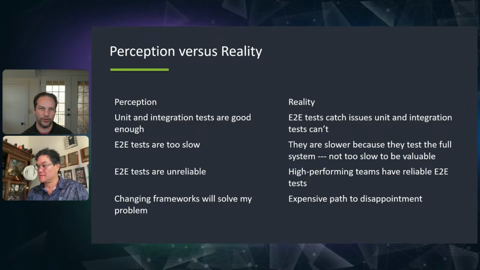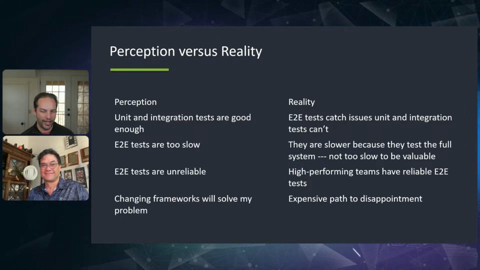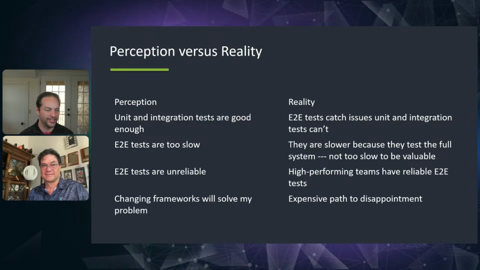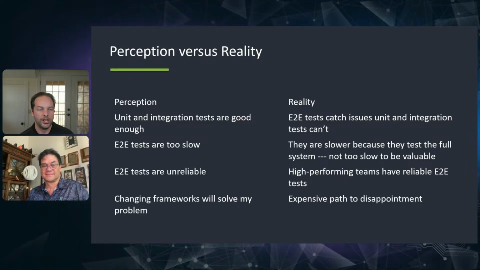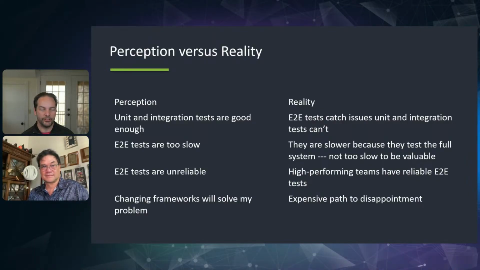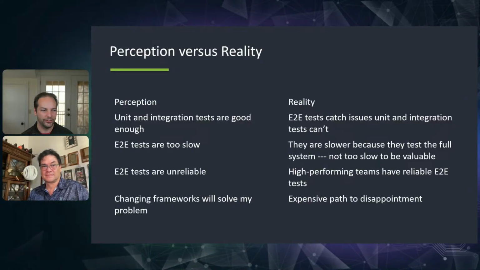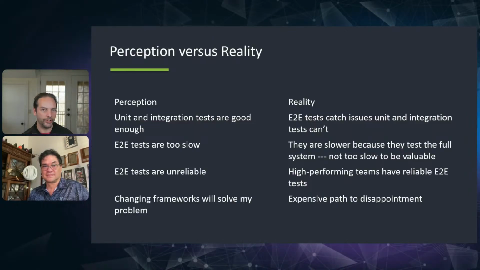And then we've also heard that changing the framework will solve your problem. So at first it was, well, we all need to move to Selenium. And then after we all moved to Selenium, it was, well, maybe we all need to move to Cypress. And now a lot of the people who moved to Cypress are saying, well, maybe I need to move to Playwright. If you implement the same tests in different frameworks, it's an expensive path to disappointment. It might take you 6 months, a year, 2 years to migrate all of your tests over, but you need to investigate why those tests are flaky to begin with.